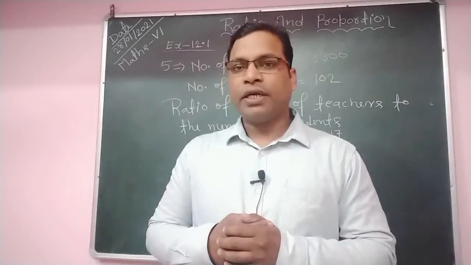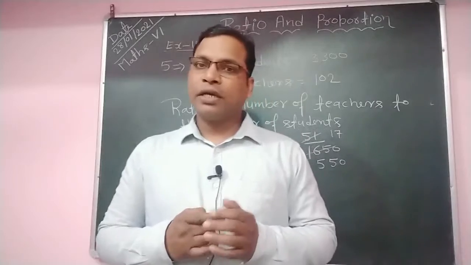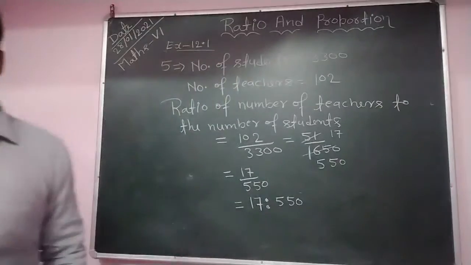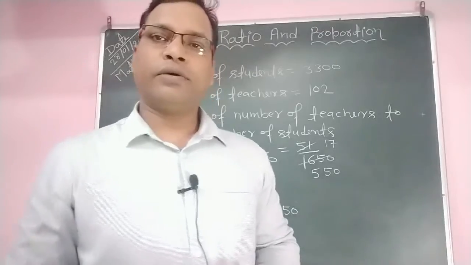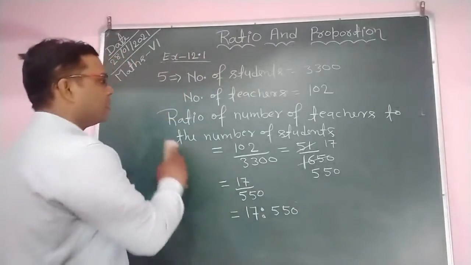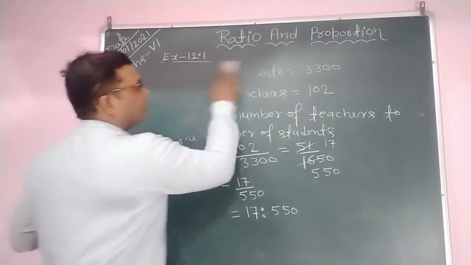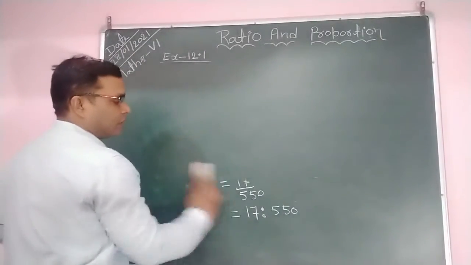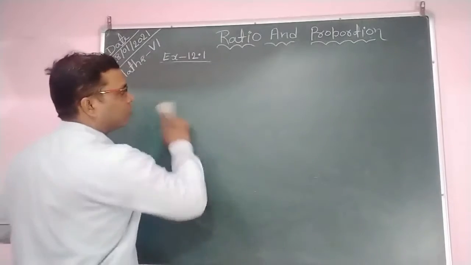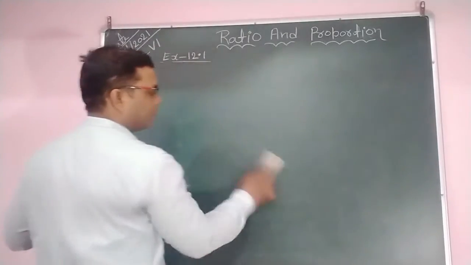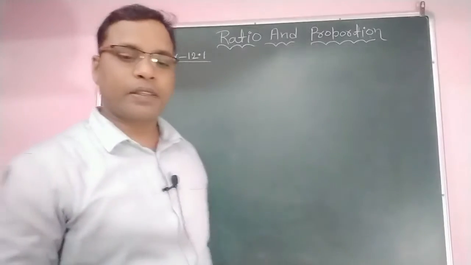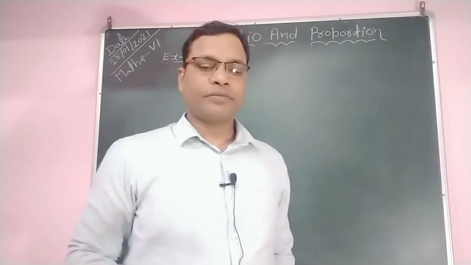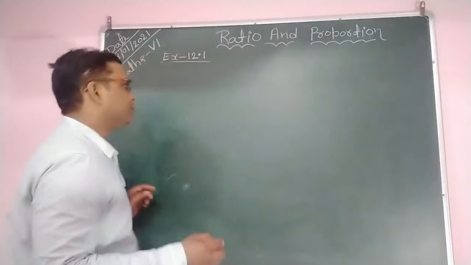Speed is equal to what? Speed is equal to distance upon time. So let's see how to solve this question. In question number 6, the distance traveled by Hamid and the distance traveled by Randhir are given here. Okay. So first we find the speed, and after this we find the ratio. So this is question number 6.